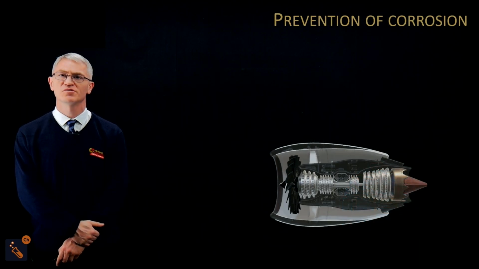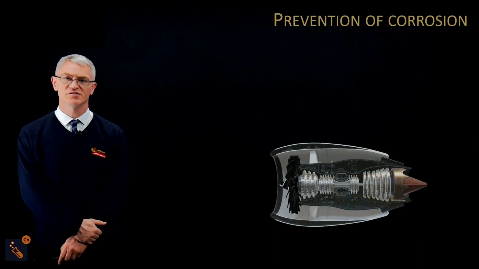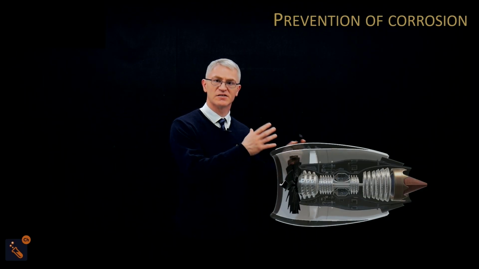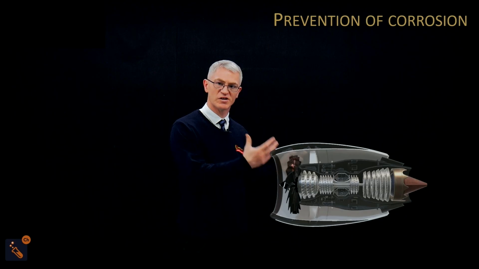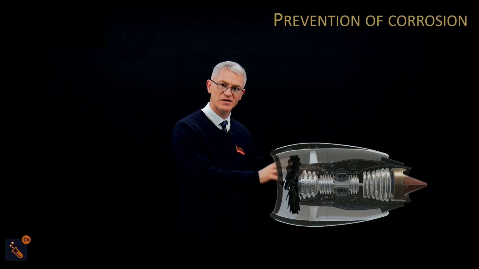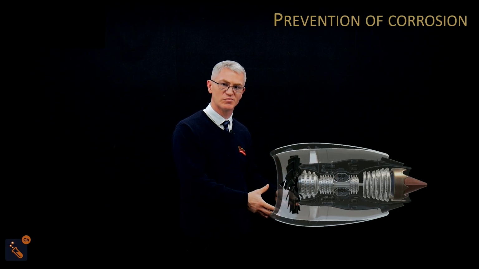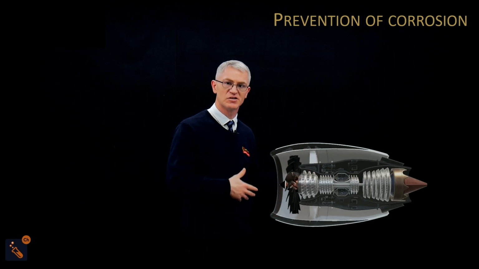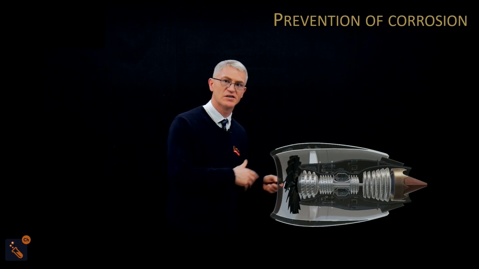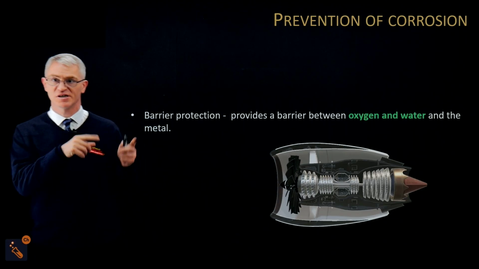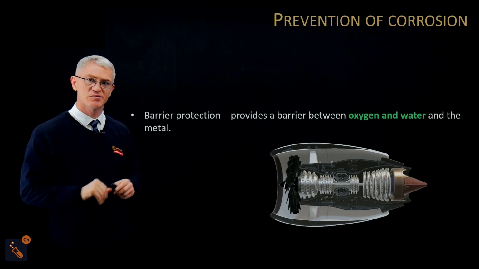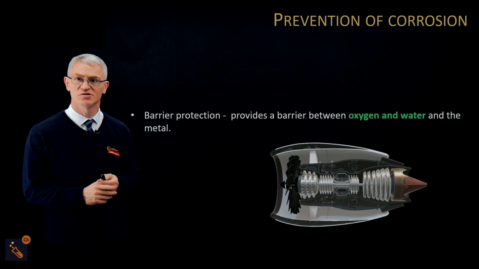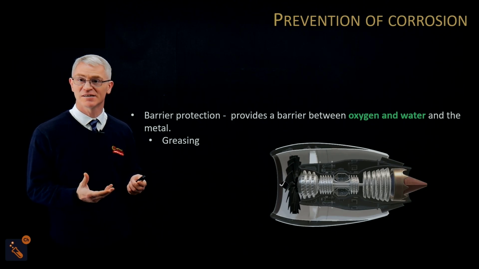We're now going to go through all the different methods of the prevention of corrosion. So you have internal combustion engines, much like this, and this is more like a jet engine and stuff like that. But you can see here that you've got lots of moving parts. Now you normally have oil and grease around those to lubricate them, but you also do it as a type of barrier protection. So that provides a barrier between the oxygen and the water and the metal itself, so you don't get the corrosion. And that's known as greasing, okay?